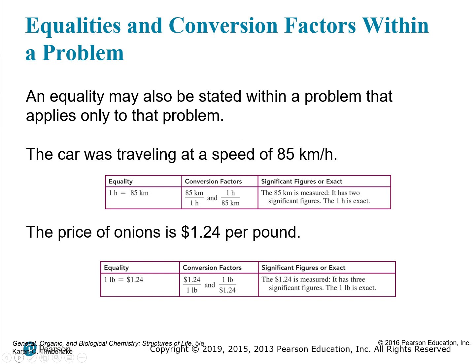An equality may also be given to you within a problem, and it only applies to that problem. An example might be: the car was traveling at a speed of 85 kilometers per hour. Well, the equality is in 1 hour, you are moving a distance of 85 kilometers. You can write conversion factors, like here.